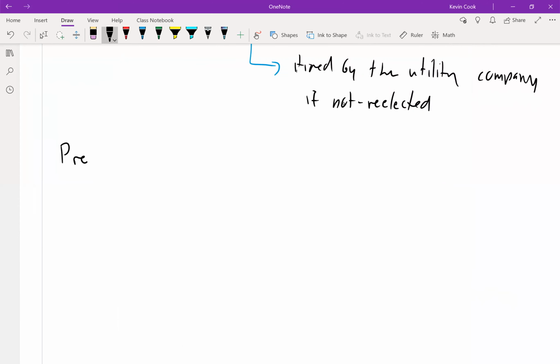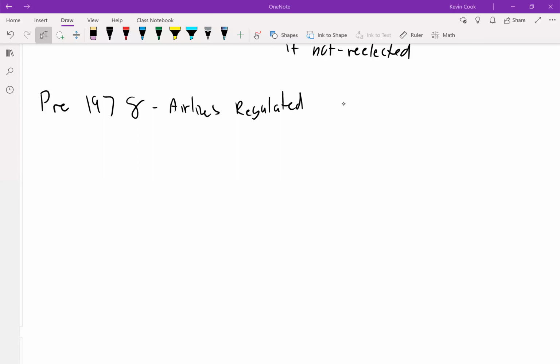So we have pre-1978, then we'll have post-1978. Before 1978, our airlines were regulated. And then post-1978, we did deregulation. So before 1978, our airlines were considered regulated.